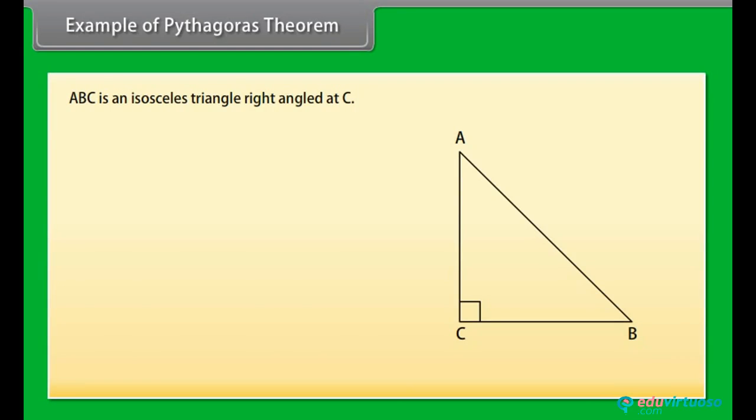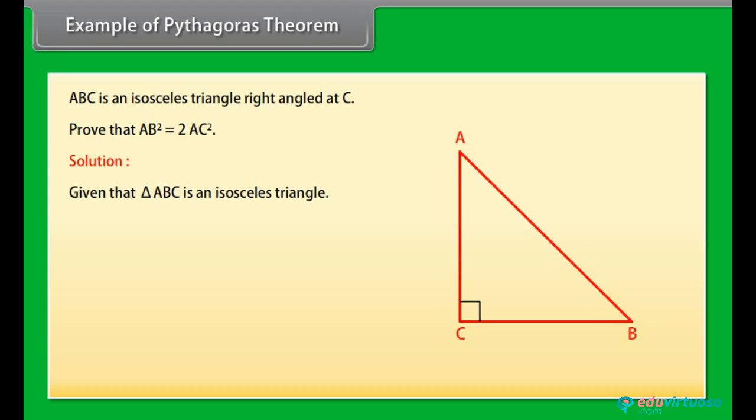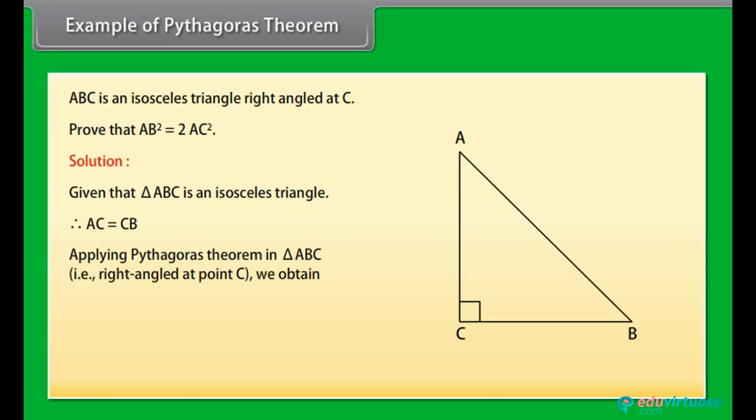ABC is an isosceles triangle right-angled at C. Prove that AB square is equal to 2AC square. Solution. Given that triangle ABC is an isosceles triangle, therefore AC is equal to CB. Applying Pythagoras theorem in triangle ABC, that is right-angled at point C, we obtain AC square plus CB square equals AB square, which implies 2AC square equals AB square.